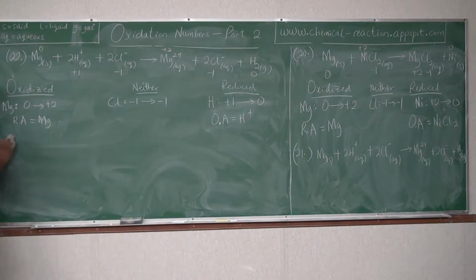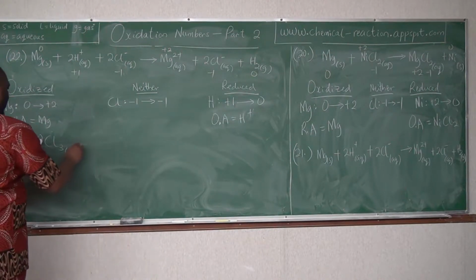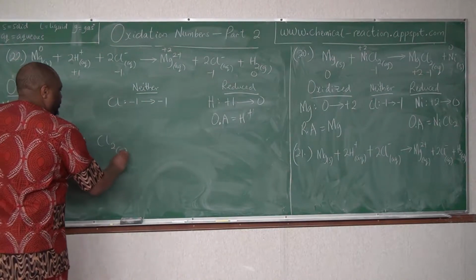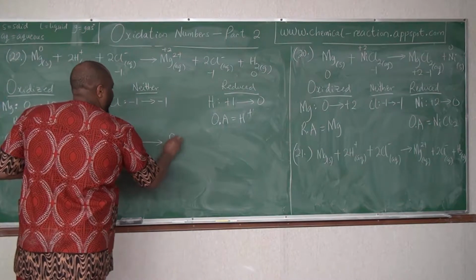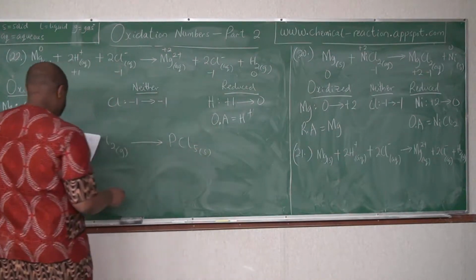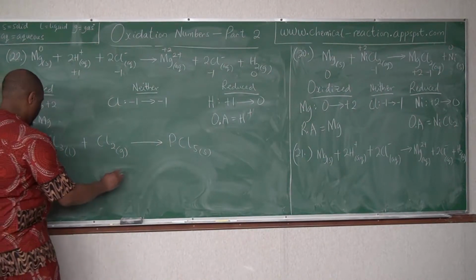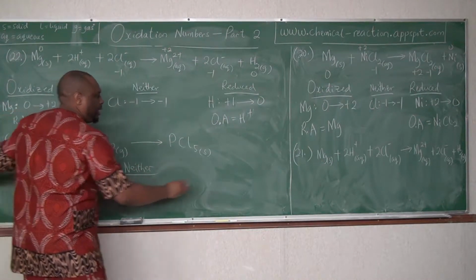Question 23. We have liquid phosphorus 3 chloride plus chlorine gas to give us solid phosphorus 5 chloride. So, oxidized, neither, reduced.